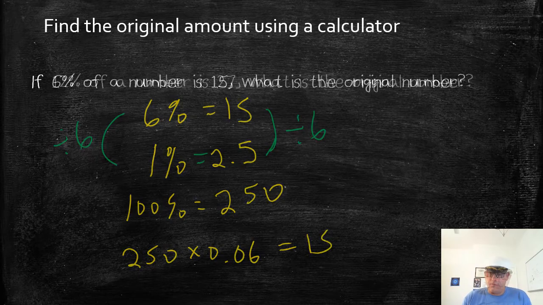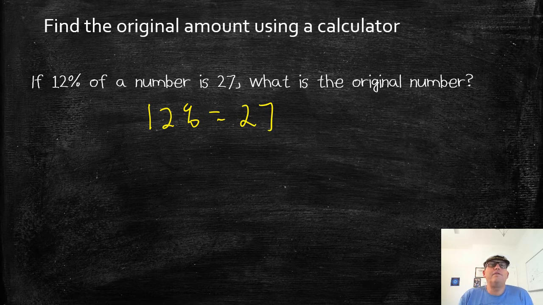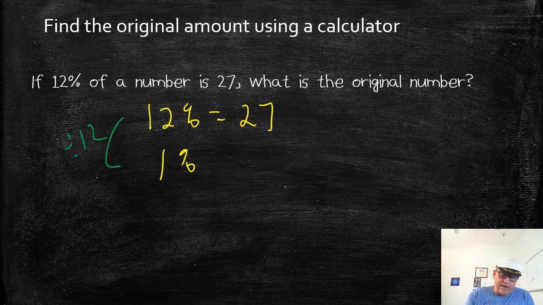Okay, one more example. 12% of a number is 27. This is a nice way to show your working, because even though you're using a calculator, we still need to show our working. So 12% equals 27. A nice way to do it is work out what 1% is. How do I find 1%? Divide by 12. So in our calculator, 27 divided by 12 gives me 2.25. So 1% is 2.25.